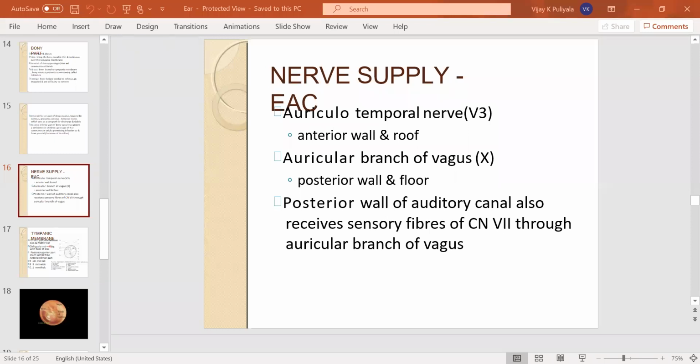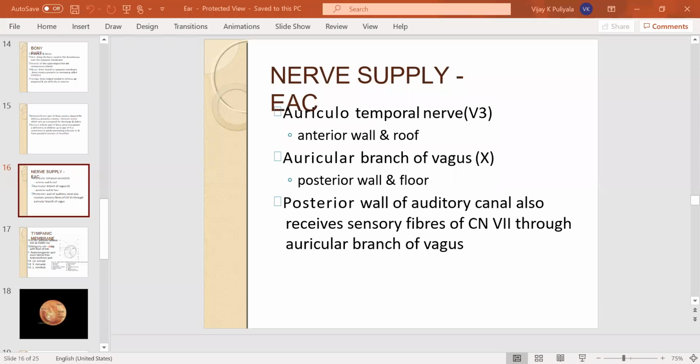Okay, so the meeting point of the bony part and the cartilaginous part is the narrowest part, which is called the isthmus. The cartilaginous part is made up of a single piece of yellow elastic cartilage, like the auricle. Here also it is made up of a single yellow elastic cartilage.